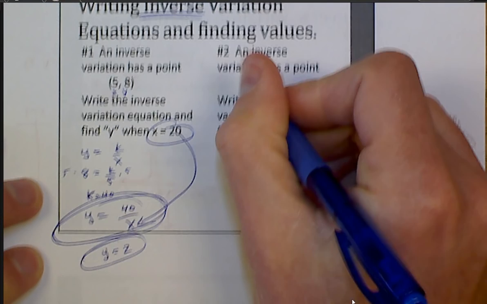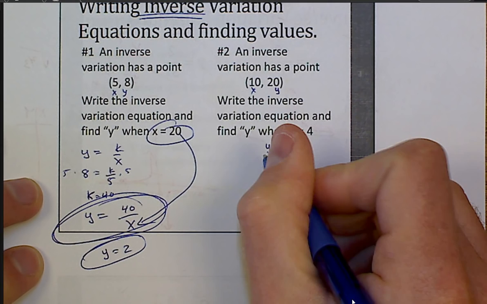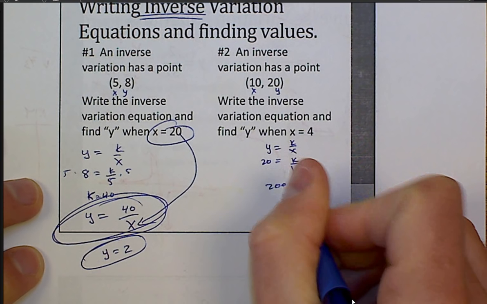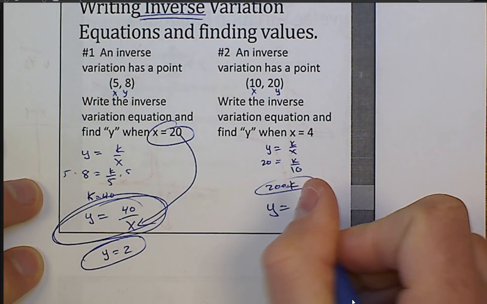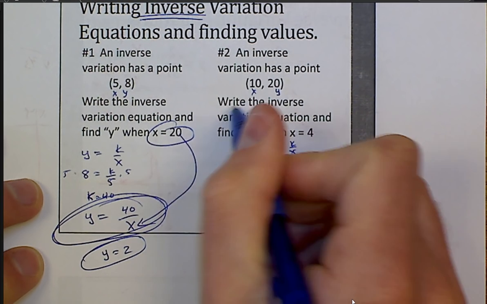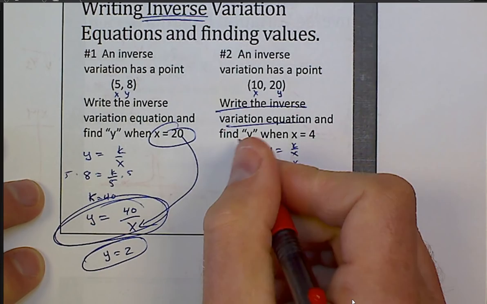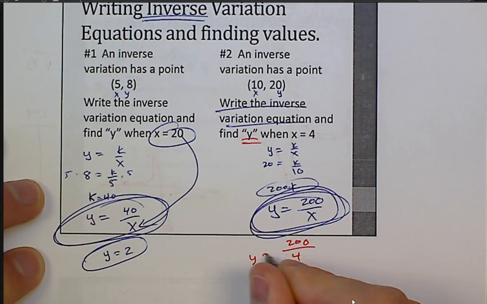Same thing here. Here's your x. Here's your y. Y equals k over x. So you plug in the 20 for the y, 10 for the x, and you get 200 for k. So that's your k value. So the equation that you need is 200 over x. That's answer number 1. Write the inverse variation equation, and then answer number 2, find y when x is 4. So 200 divided by 4 should be 50.